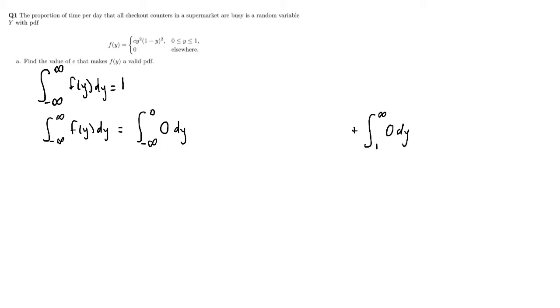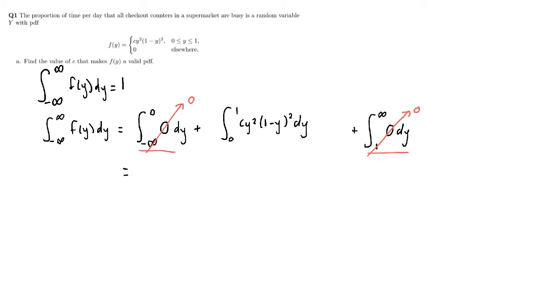And that's because our PDF says that anywhere that we don't have y between 0 and 1, it's equal to 0. And so when it is between 0 and 1, we have this function here, c times y squared, 1 minus y all squared. And it seems pretty obvious that this integral and this one are going to end up being 0, so we don't really need to worry about those. Now, we will look at this middle integral.